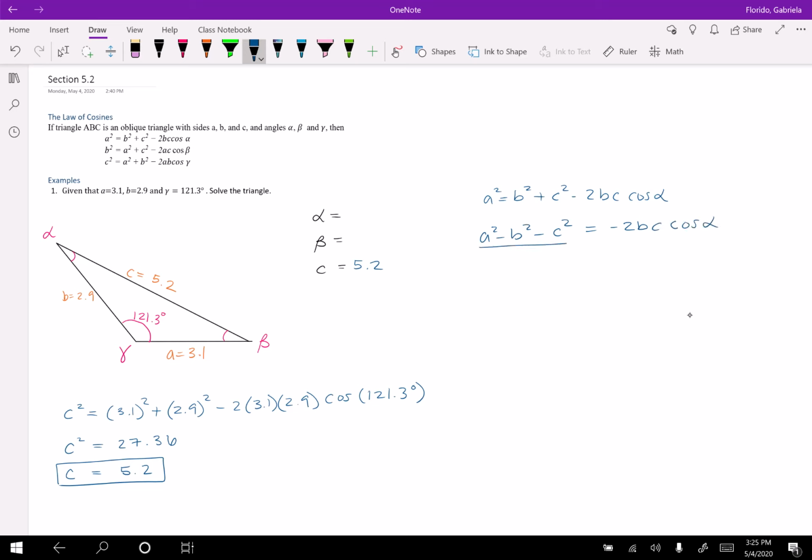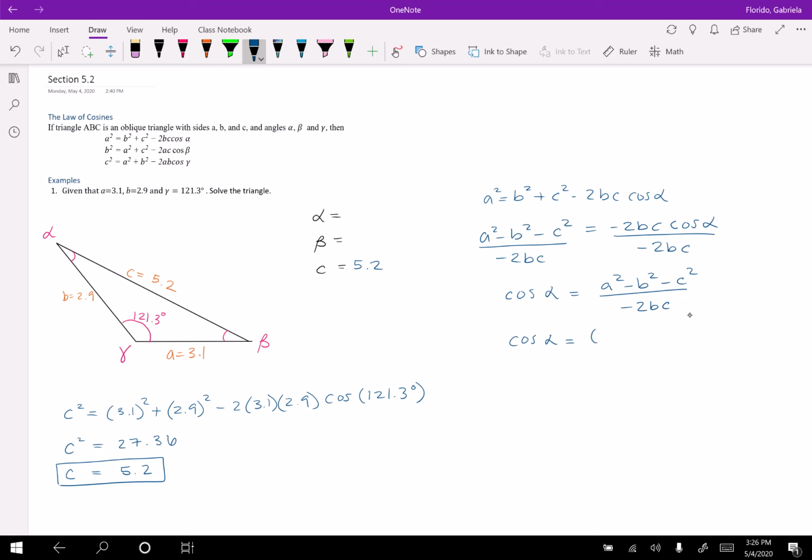And now I'm going to divide both sides by negative 2bc, and I get that cosine of alpha is equal to a squared minus b squared minus c squared all over negative 2bc. And now at this point, I plug in all of my values and then take the inverse to find alpha. I plug in all my values.